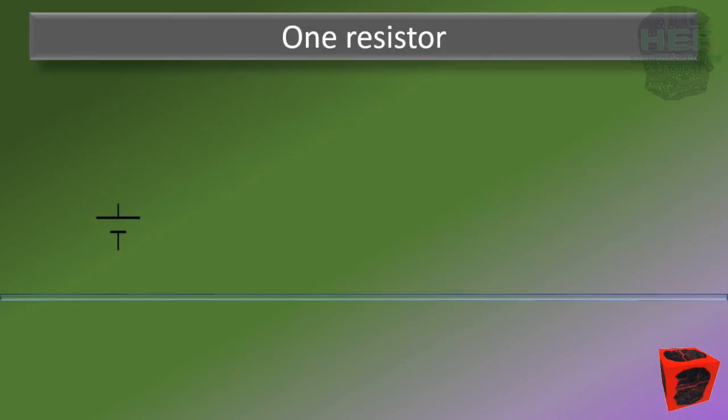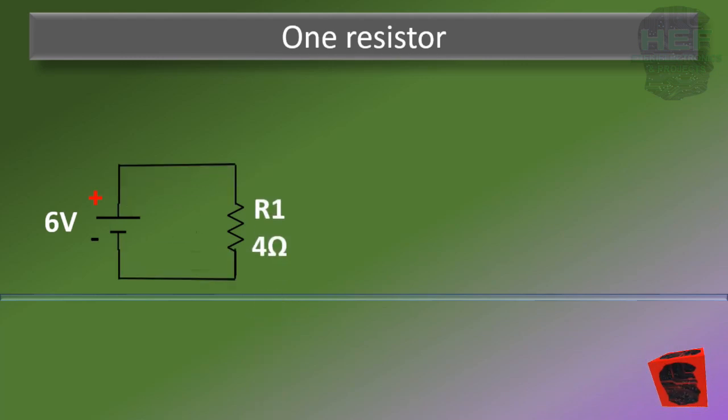This is the electrical symbol for a battery. And that is for a resistor. Now this is the positive terminal of the battery. And here we have the negative terminal. On the battery, we're going to use a 6 volt battery. Let's give R1 a value of 4 ohms. What is the voltage drop across R1?